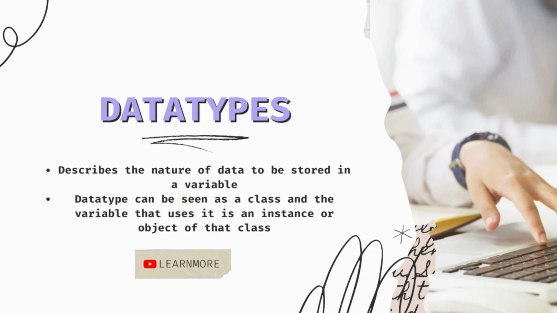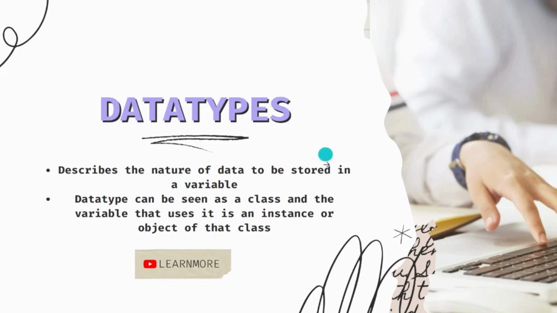Okay, so your data type just describes the type or the nature of data to be stored in a particular variable. So you can see data type as the class, while the variable that is created with that data type is the instance, or the object of that particular class.